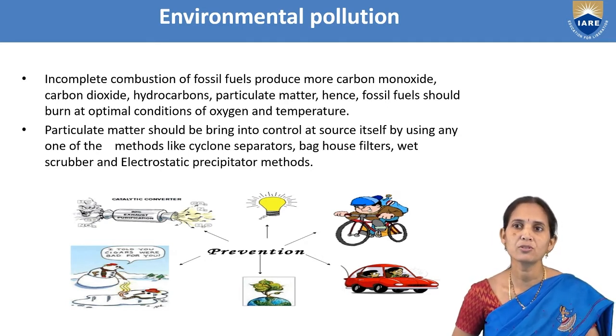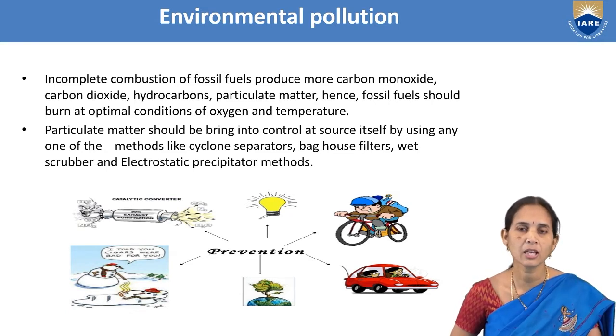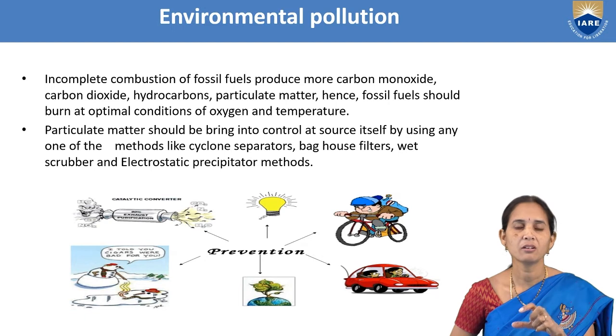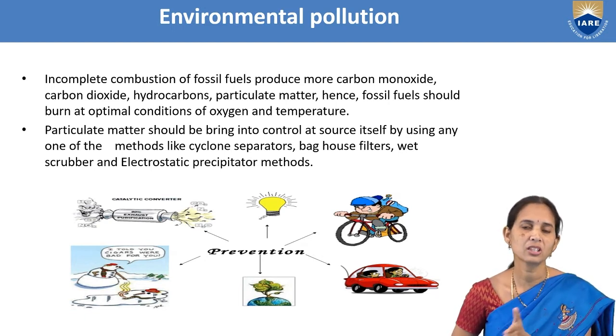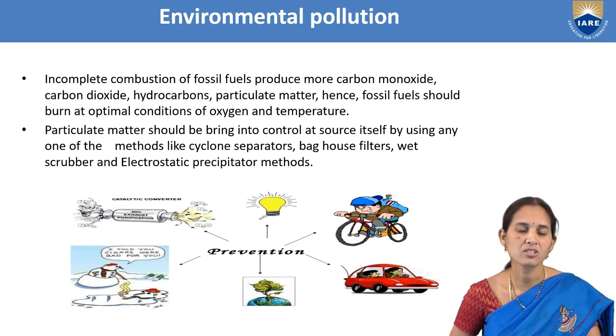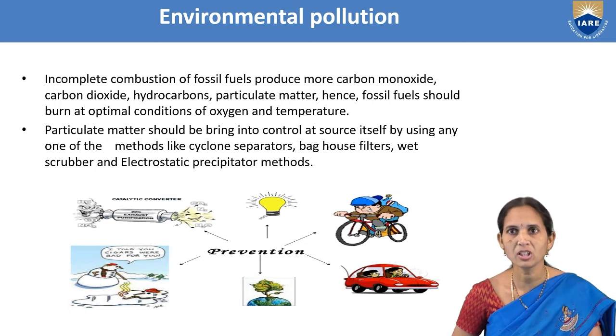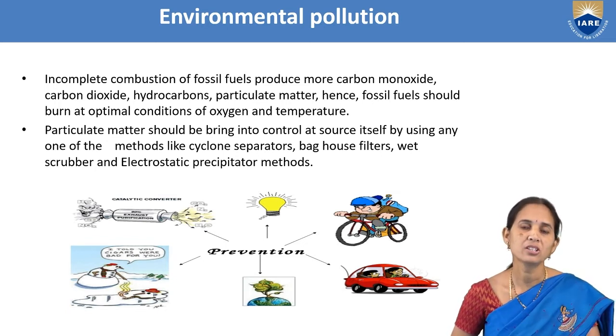And particulate matter should be brought under control at the source itself. Already we discussed what we have to use. We can go for methods like cyclone separators, a very good method, baghouse filters, wet scrubbers, and electrostatic precipitator methods. From all these methods we can avoid particulate matter entering the air, means into the atmospheric conditions, so we can prevent air pollution by following these methods.